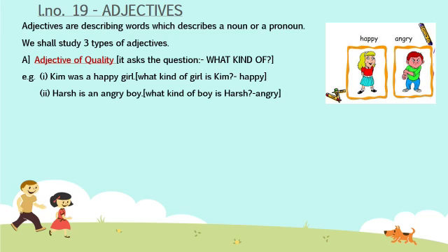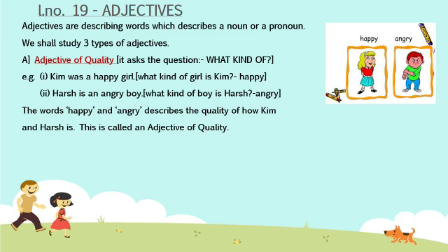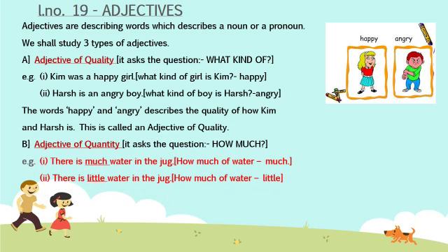But what about Harsh? I cannot say the same thing about Harsh because he shows altogether the different emotion. So what kind of emotion is that? He is very angry. So I'm asking the question, how is or what kind of boy Harsh is? Harsh is an angry boy. So the words happy and angry describe the qualities of Kim and Harsh. So that is called adjective of quality.